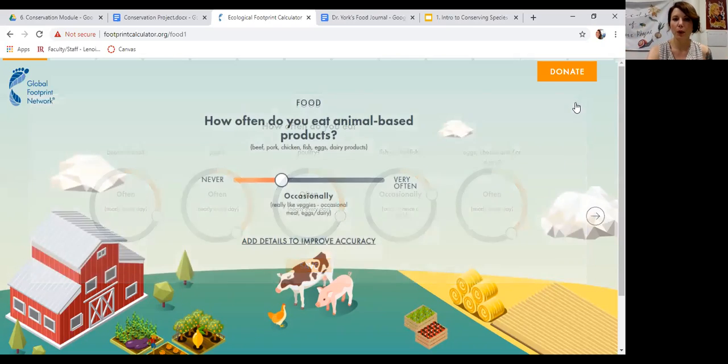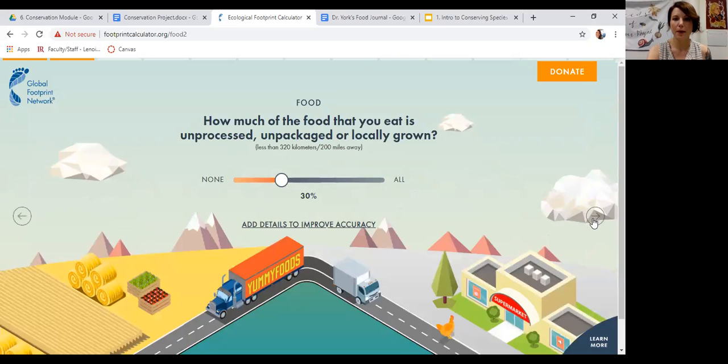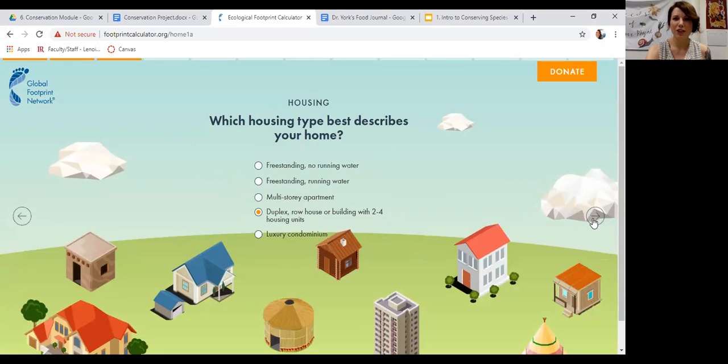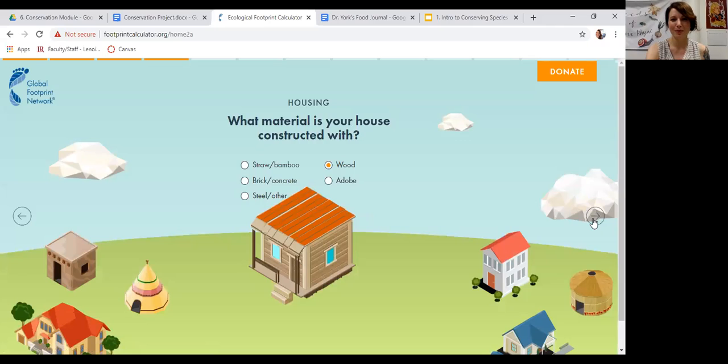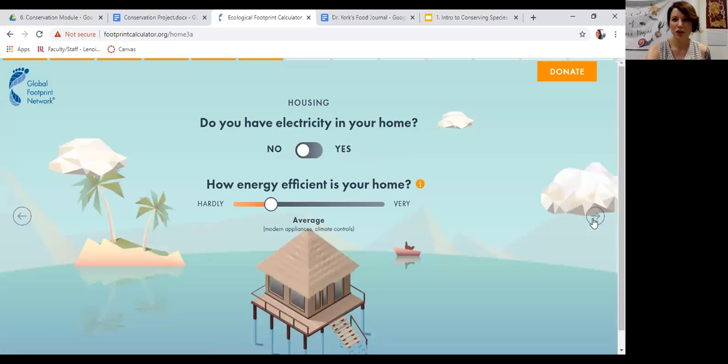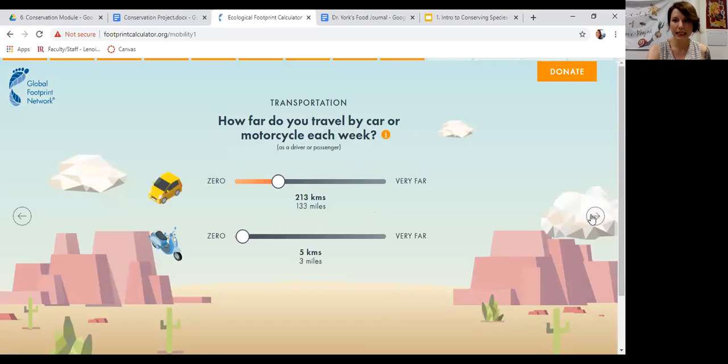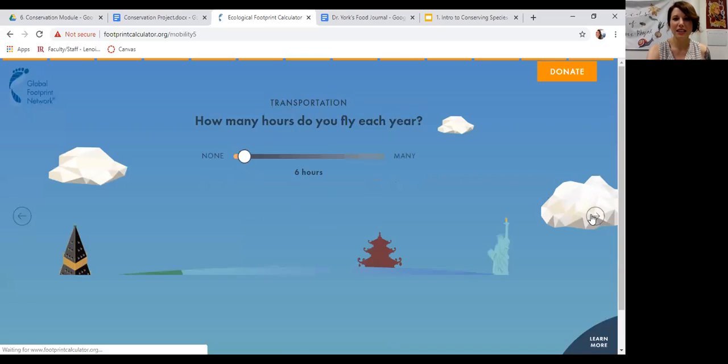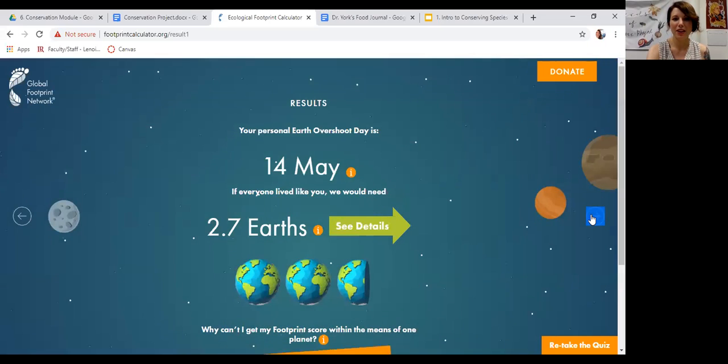So you'll go ahead and you'll work through this. It's about more than just food. And if you're not sure, go ahead and assume probably the worst of your living scenario, because that's likely true. Although now that you're living at home, you might have a little more accurate information than if you were living here on campus. So what you'll do is you'll keep moving through it. And at the end, it's going to tell you how many Earths you end up taking up.